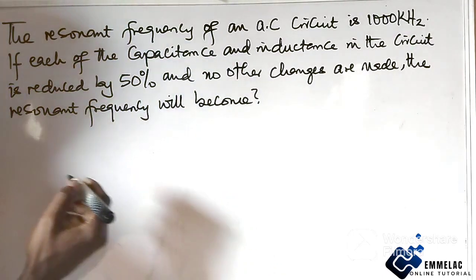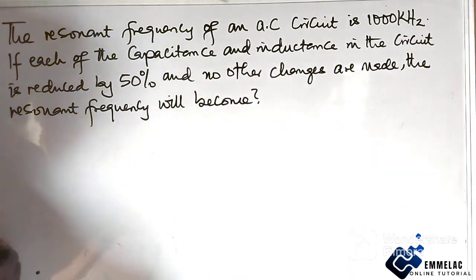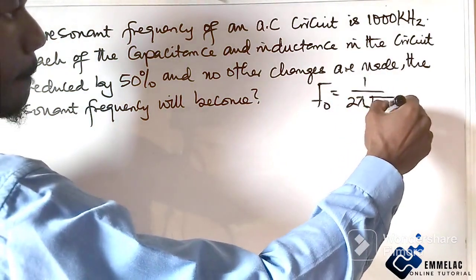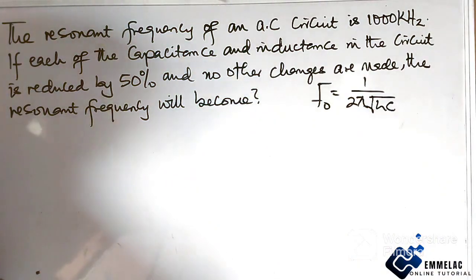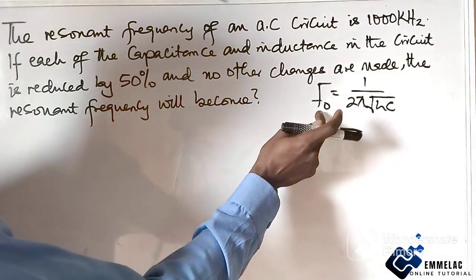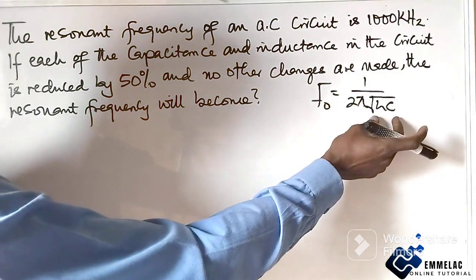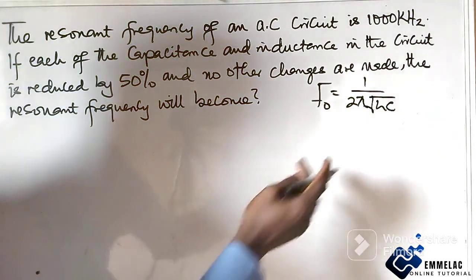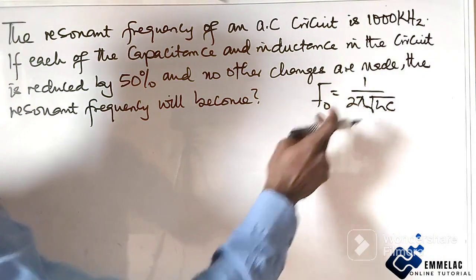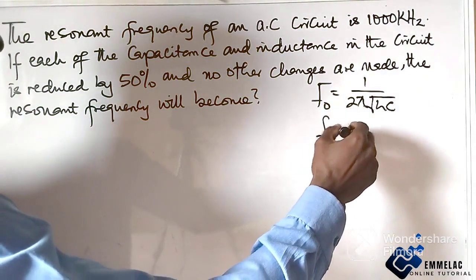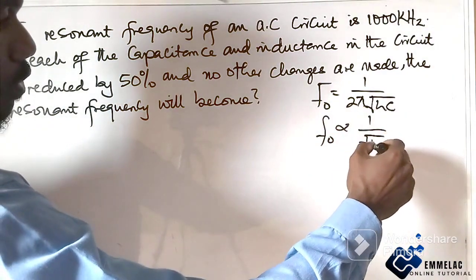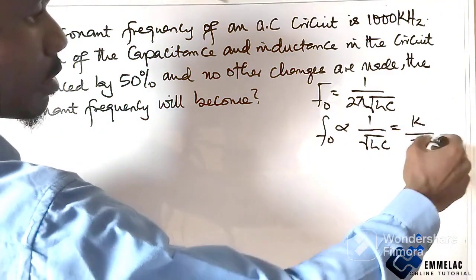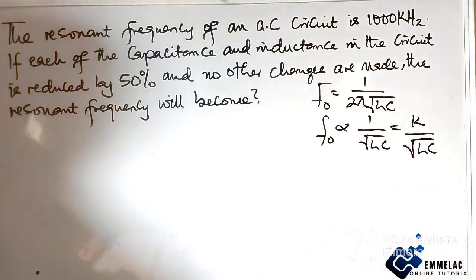Now from this question, let us recall the relationship between the resonant frequency, the capacitance, and the inductance. We know it's given by this equation. Note that the resonant frequency is inversely proportional to the square root of the product of the inductance and the capacitance. So we can make this proportional to the inverse of the square root of the product, which is the same as saying a constant k over the square root of their product.